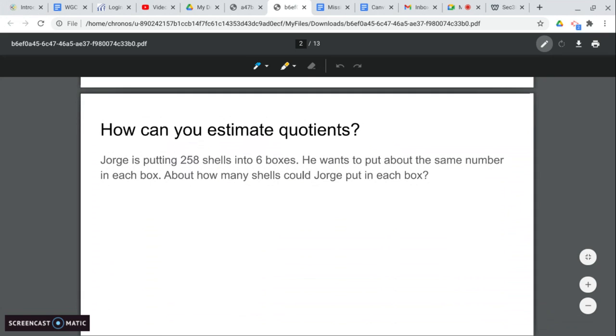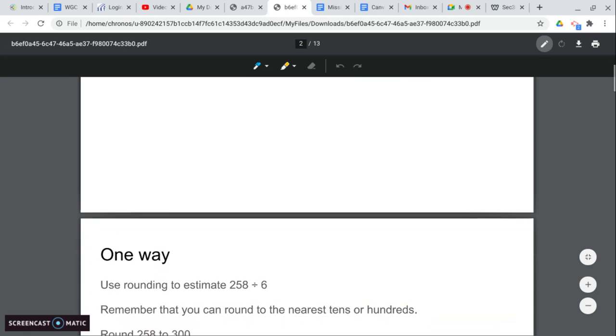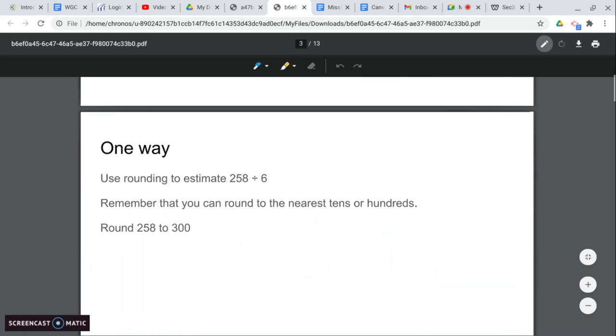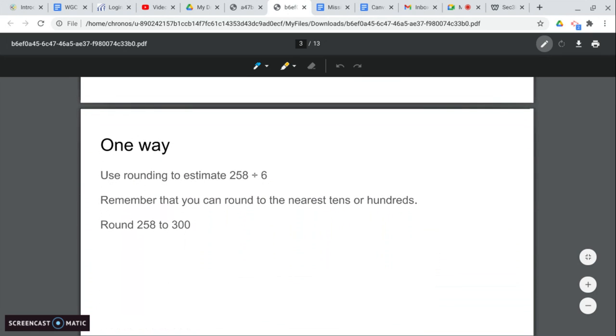George is putting 258 shells into 6 boxes. He wants to put about the same number in each box. About how many shells could George put in each box? So since we are looking at estimating, just like with all our other cases of estimation, we have two different ways to do it. One way is to use rounding to estimate.